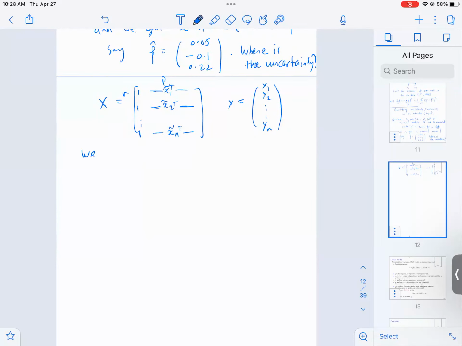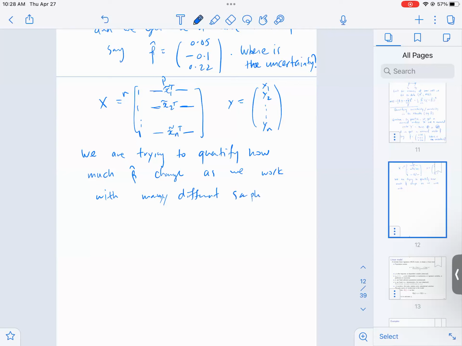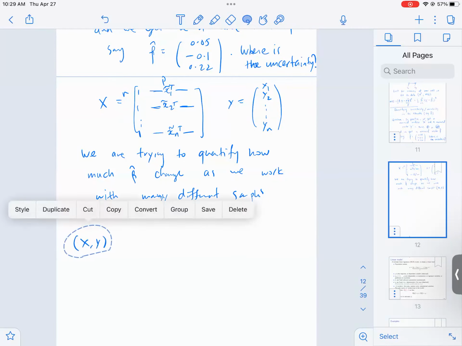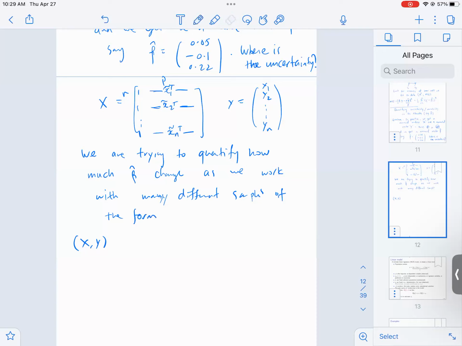So we're trying to quantify how much beta hat changes as we work with many different samples x, y of the form x, y. This is still not a very eloquent way of saying it, but I hope you understand what I mean.